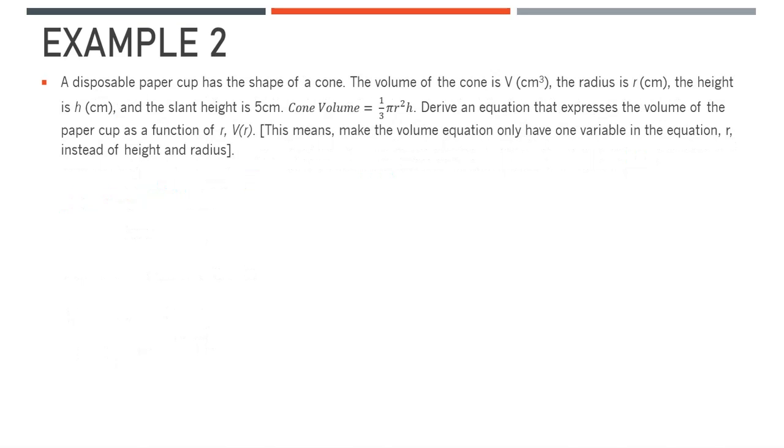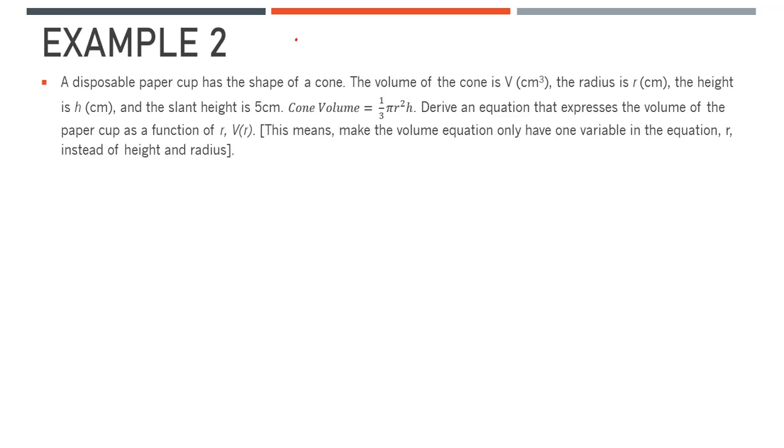All right, let's look at one more word problem. So a disposable cup has the shape of a cone. The volume of the cone is v, the radius is r, and the height is h. And the slant height is 5 centimeters. So we have cone volume is equal to 1/3 pi r squared h. Derive an equation that expresses the volume of the paper cup as a function of r, v of r. This means make the volume equation only have one variable in the equation, r, instead of height and radius.